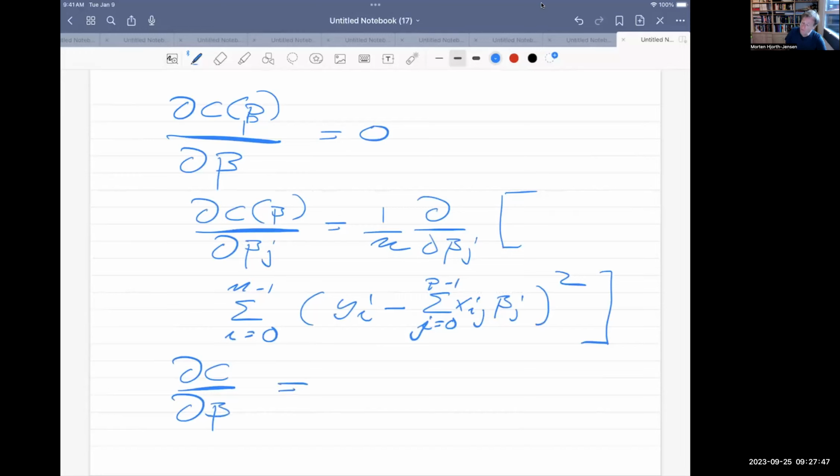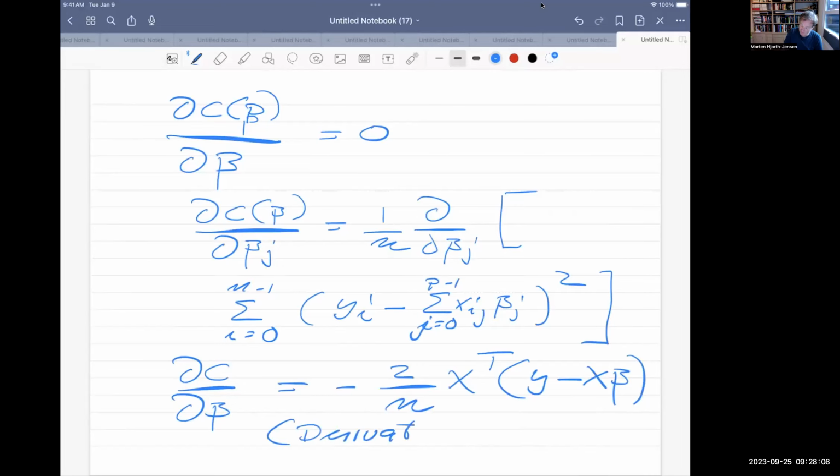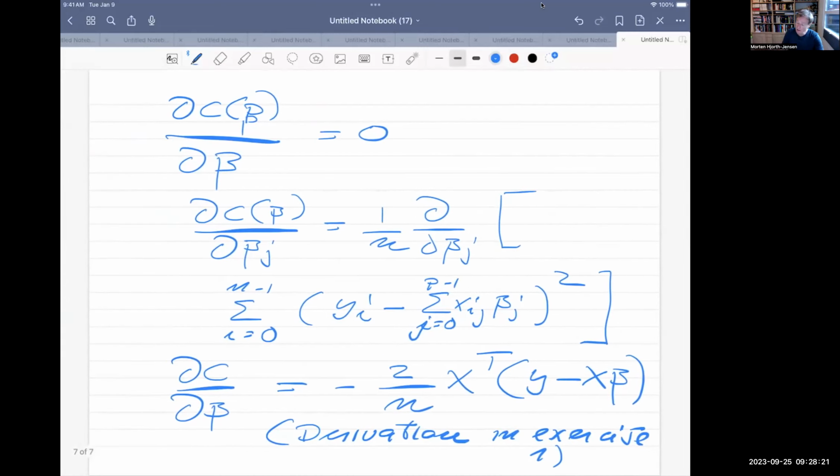What we find is that dC(beta)/d beta is going to be equal to minus 2, which comes from the use of the chain rule for derivatives, and then we have the matrix X transpose times (y minus X times beta). So I'm writing this in a compact form. The proper derivation is an exercise at the end of the slides, in exercise 1, and I will give you the answer next week. But now I just wanted to state the answer here. And we want this quantity to be equal to 0.